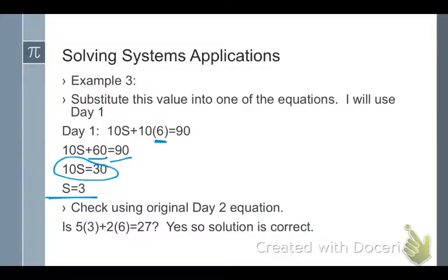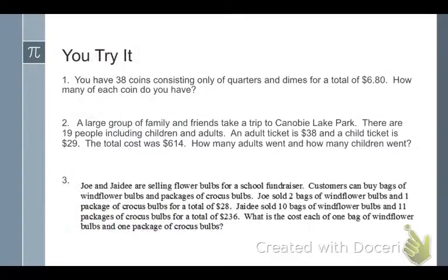So I can go back and check this using the original day 2 equation. 5 times 3 plus 2 times 6, 27. Yes, so that's correct. Now, I didn't carefully label these, but remember, the answers in this case are dollars, not number of tickets. In example 2, there were number of tickets.